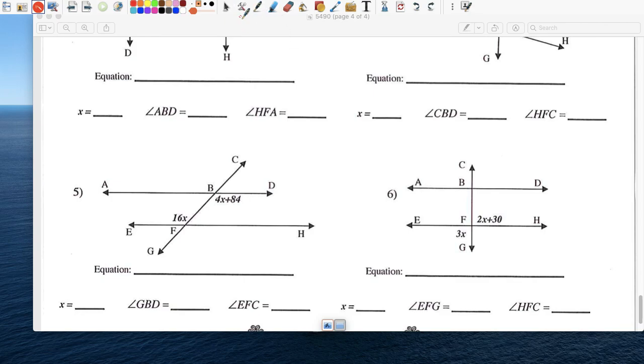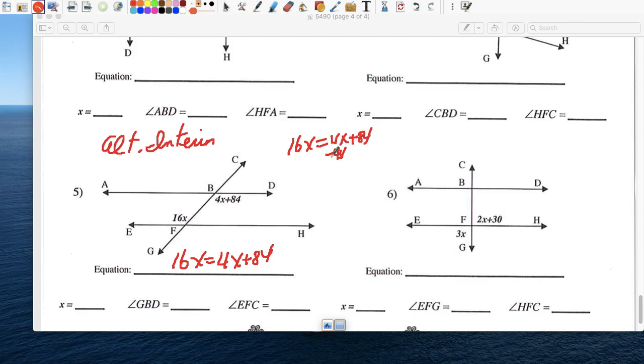These ones, they're alternate interior. So let me write they're alternate interior. And again, if they're alternate interior, they're equal to each other. So we can set the equation 16x equals 4x plus 84 because both angles are the same. Let's solve this.